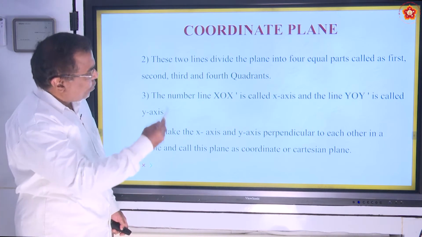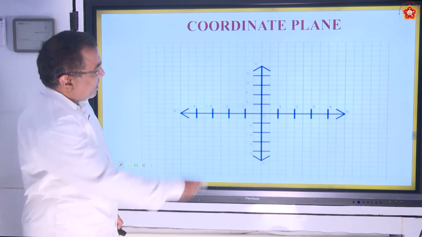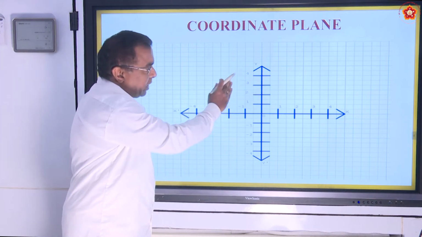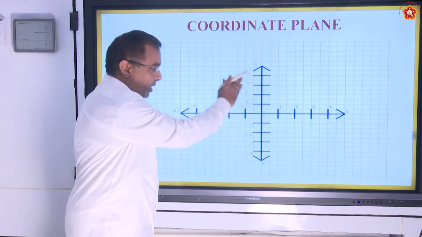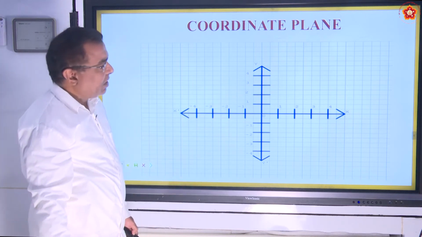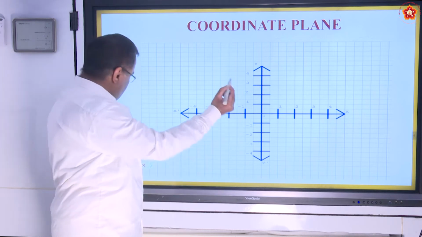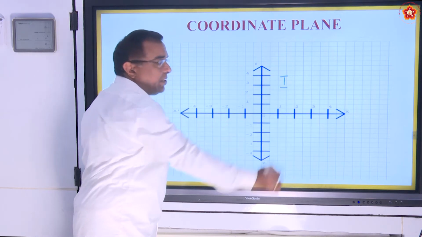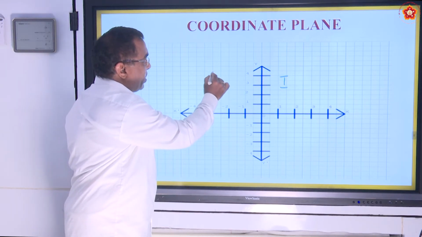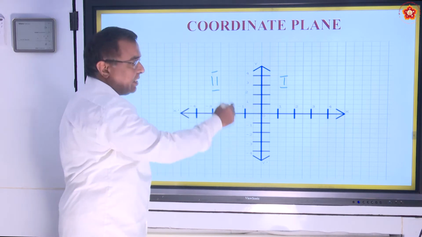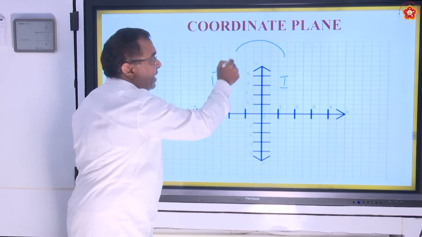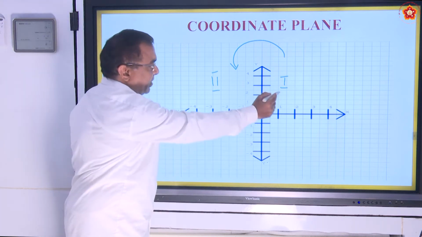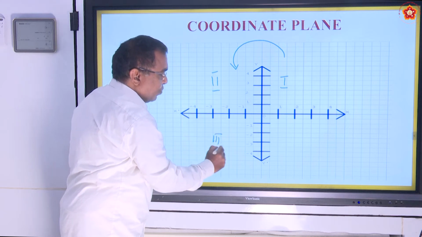Now what happens is these two lines, namely the horizontal and the vertical lines, will divide the plane into 4 equal quadrants or 4 equal parts. Each part we call a quadrant. Usually it is a convention to represent this as the first quadrant, this is the second quadrant. We go in the anti-clockwise direction. Okay, this is known as clockwise and this is known as the anti-clockwise direction. We take the quadrants in the anti-clockwise direction: first, second, third and the fourth quadrant.